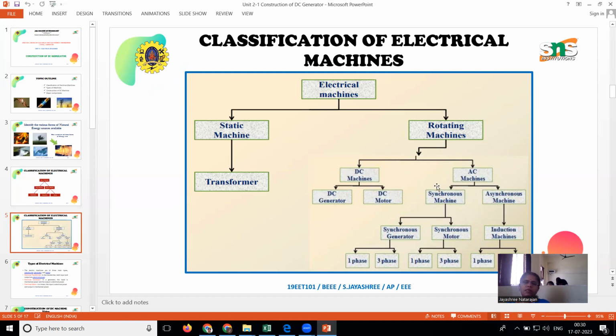Then AC machines are again synchronous machines and asynchronous machines. Synchronous machines are constant speed machines. That is, when the speed is increasing and decreasing, with a lot of fluctuation, when the speed is varying, those machines we call asynchronous machines. In synchronous machines, again, there are two types, generator and motor. In asynchronous machines, induction machines are asynchronous machines. They work at less than synchronous speed.